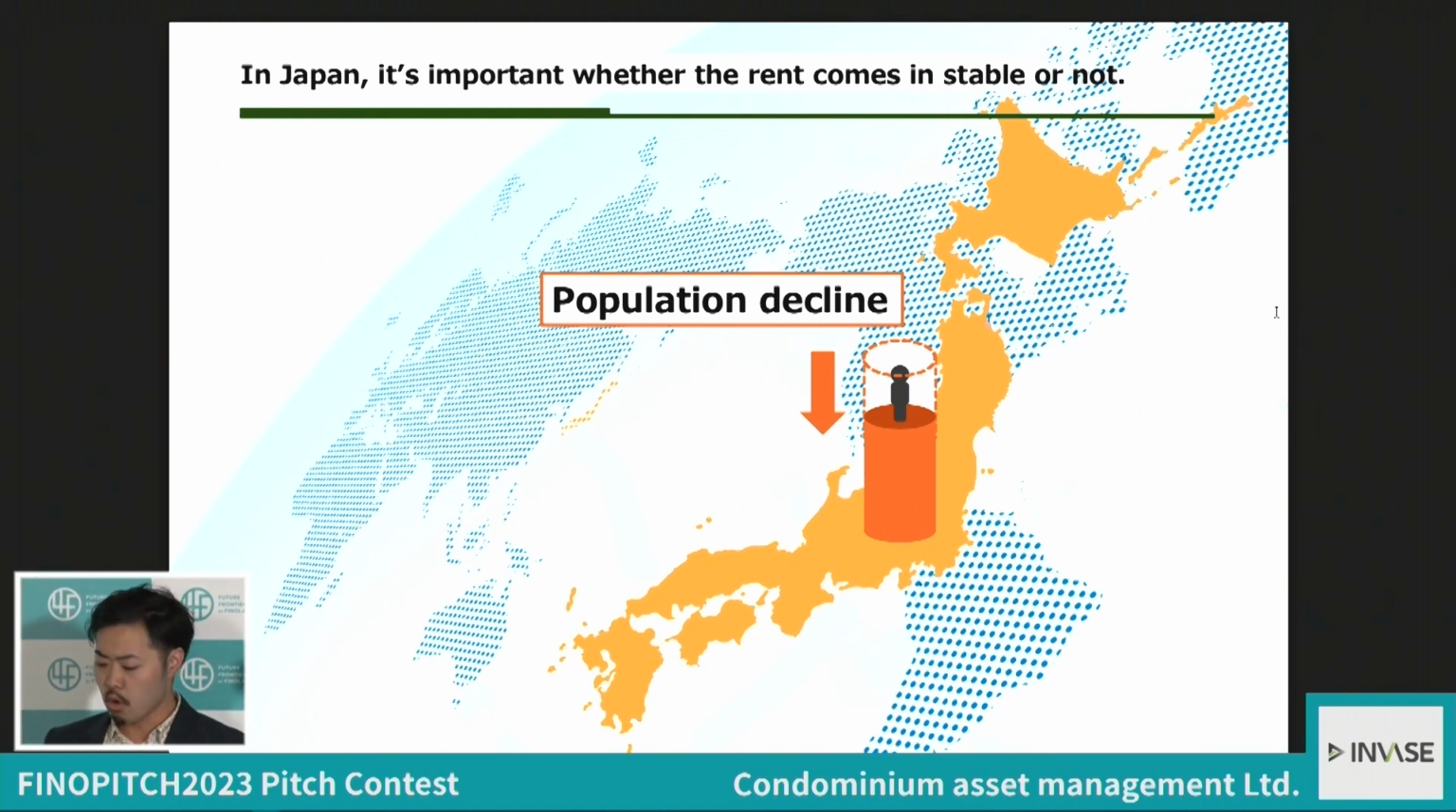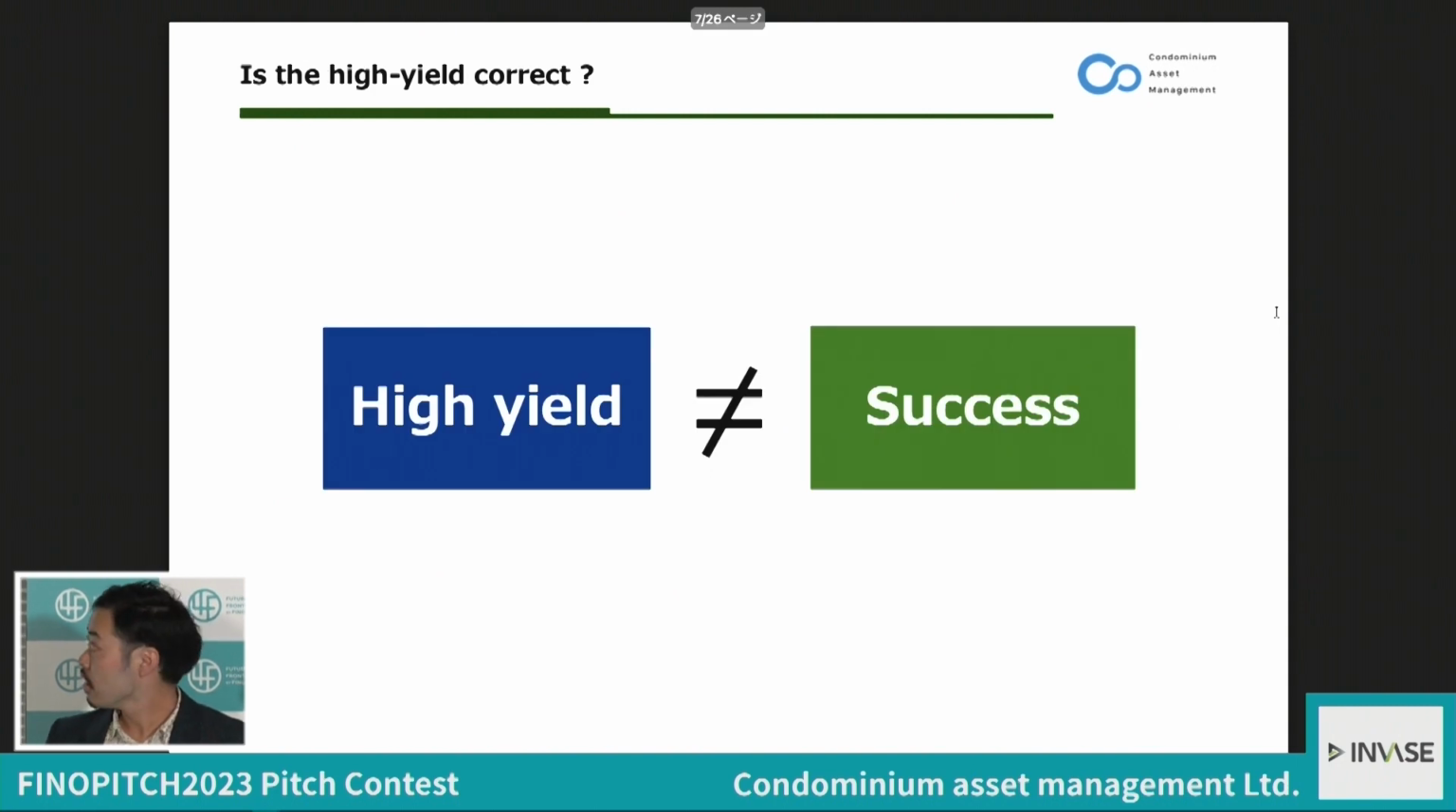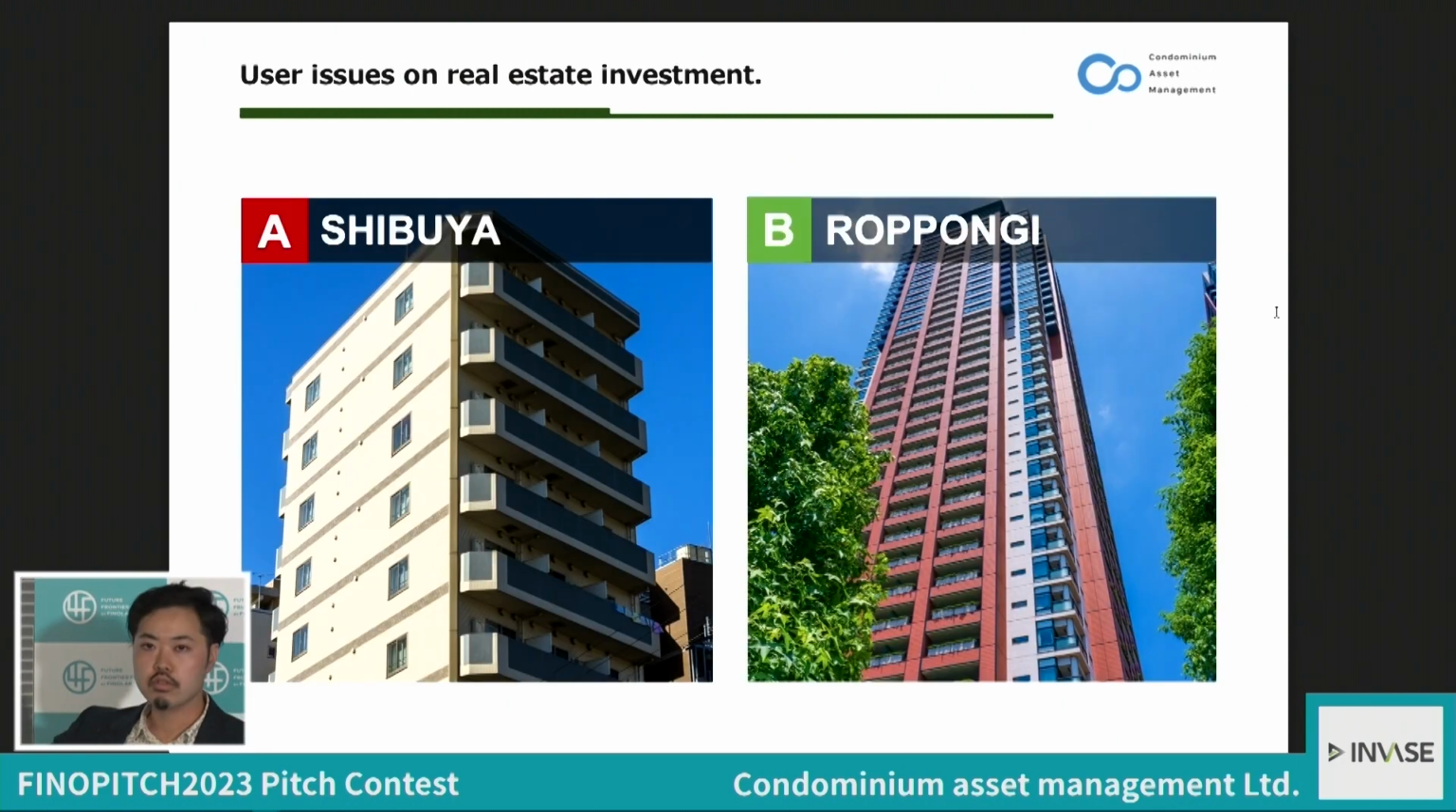And you should know how much income you get from real estate. To know how much income there will be, you have to check the yield. Yield is an indicator of the amount of rental income from real estate investment. Yield is calculated as the annual rental income divided by the property price, but a high yield property without occupants is not considered successful. For example, if there are two properties like this, which do you think is better?